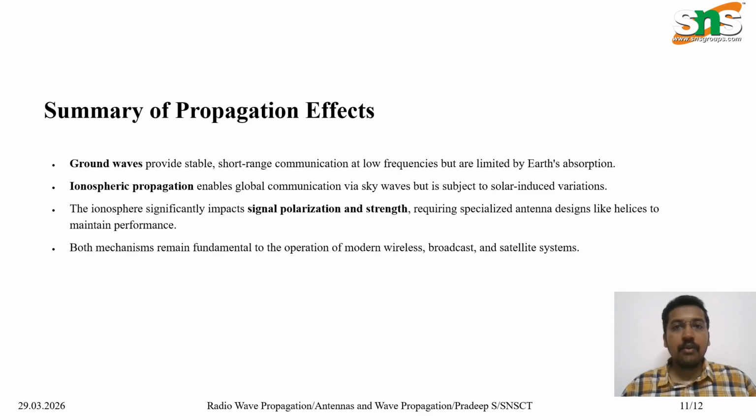To summarize, ground wave propagation provides reliable communication over short distances at low frequencies, but is limited by energy loss in the earth. Skywave propagation, on the other hand, enables long-distance communication by using the ionosphere, though it is affected by solar activity and environmental changes. Both modes influence signal strength and polarization, and careful antenna design, such as using circular polarization, is essential for maintaining efficient communication.